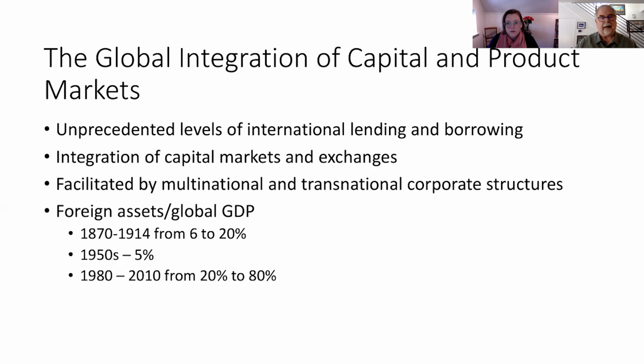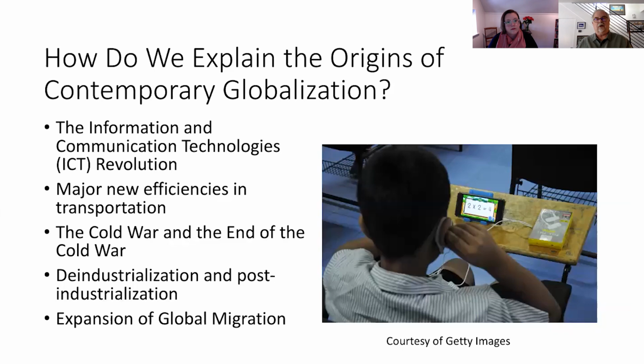So how are we going to explain the origins of contemporary globalization? I thought this was a wonderful image of contemporary globalization. This is an Urdu school in Mumbai, where this child in COVID times is learning on the internet through cellular communication on his mobile phone, which gives you a really good connection to the time-space continuum.